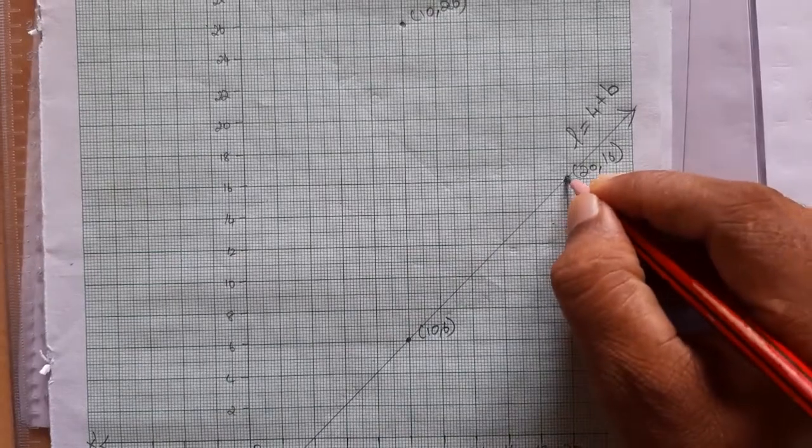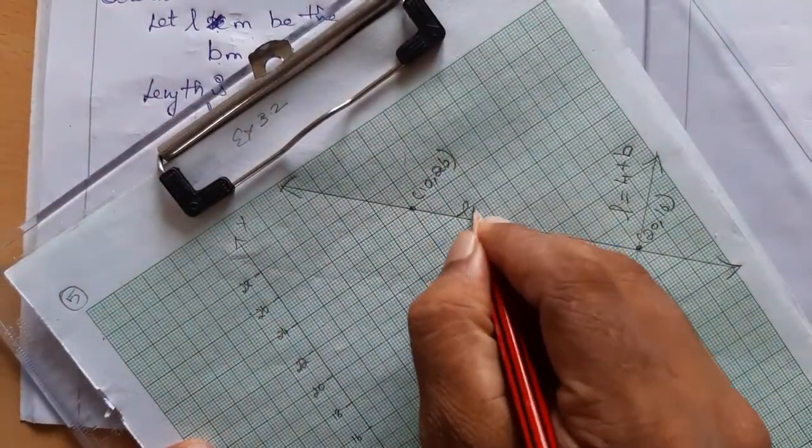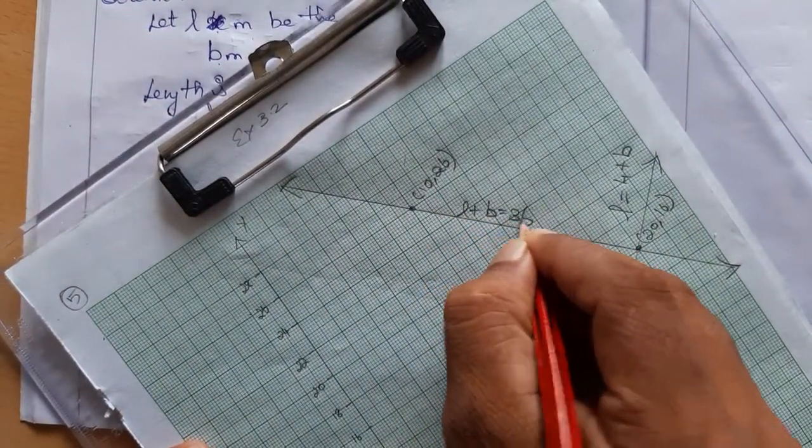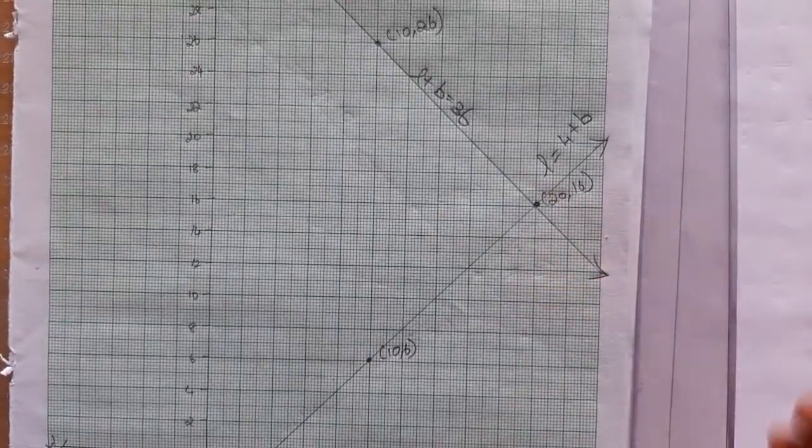The next is 20, 16. 20, 16 we already marked. Just connect these two points. So after connecting, write the equation of the line. The equation is L plus B is equal to 36. L plus B is equal to 36. Then this intersecting point is the solution, 20, 16.